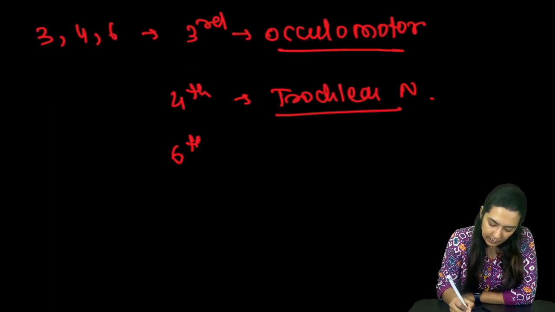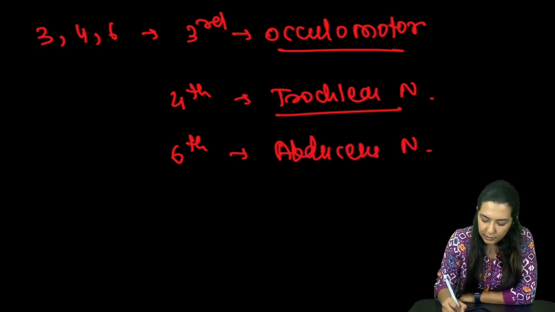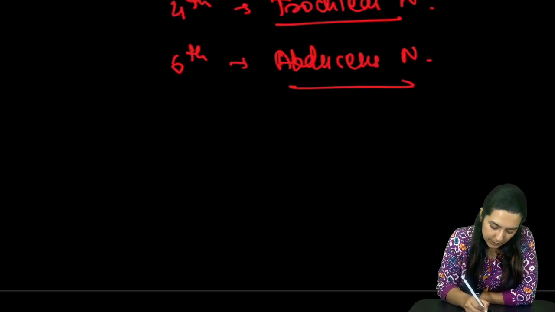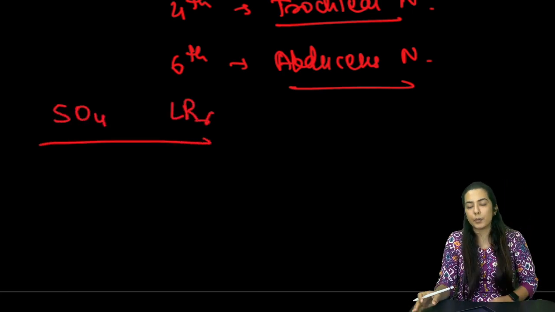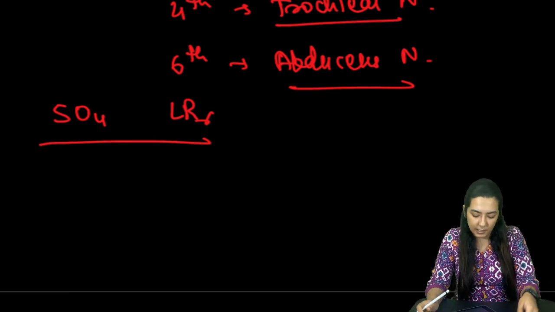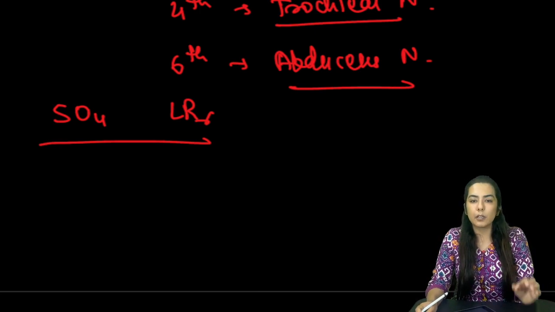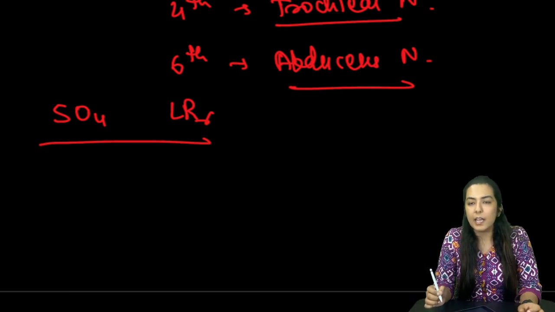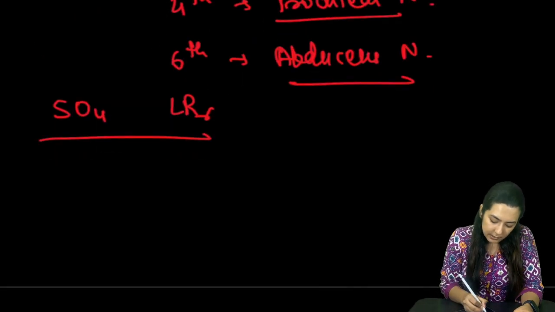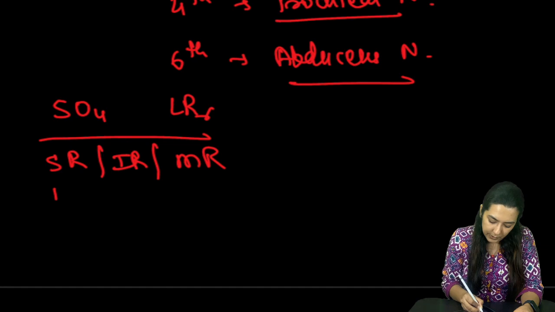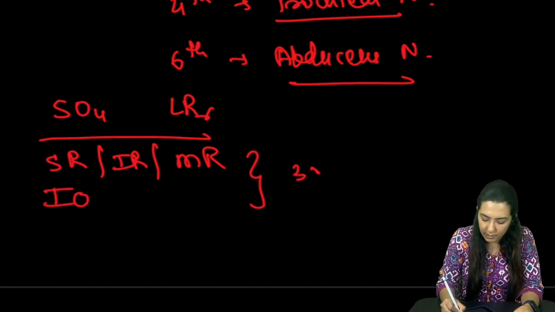The sixth cranial nerve is the abducens nerve. There is something called SO4 LR6, an easy way to remember the muscles these cranial nerves supply. SO4 is superior oblique, which is supplied by the trochlear nerve. LR6 is lateral rectus, supplied by the sixth cranial nerve. Every other muscle, like superior rectus, inferior rectus, medial rectus, inferior oblique, is supplied by the third cranial nerve.